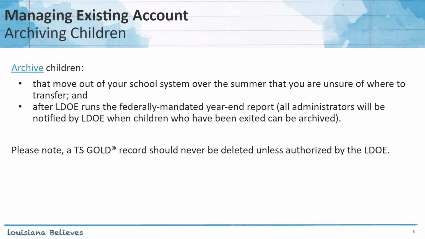Children should be archived only if they have moved out of your school system over the summer and you are unsure of where to transfer the child. Additionally, a child should be archived after LDOE runs the federally mandated year-end report. LDOE will notify OSEP administrators when it is okay to archive children that have been exited from the OSEP license. A TS Gold record should never be deleted unless authorized by LDOE.